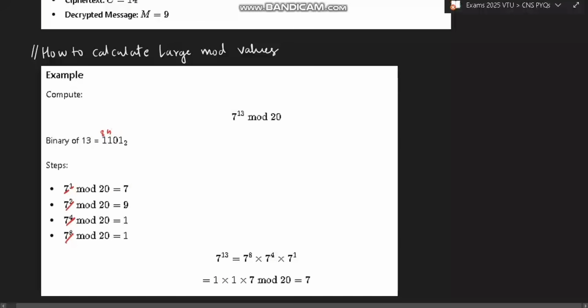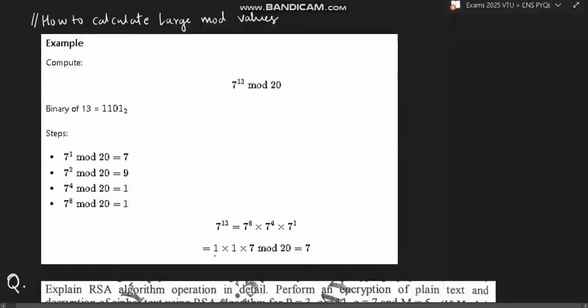Find these 4 answers and keep them. This can be done easily by the calculator. Once you do this and keep the 4 answers, you have here 7, 9, 1, 1. What do you have to do with 7911? Observe where 0 is there, and ignore it. 0 is present in the second place, so you ignore that one. Now you are left with 7, 1 and 1, right? Now put here 711 mod 20. You'll get the answer 7.